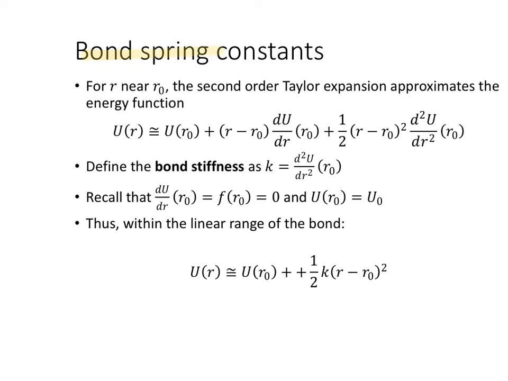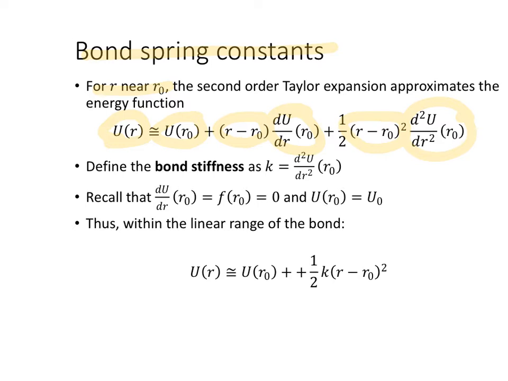Our next concept is bond spring constants. So when r is near r naught, when the length of the bond is close to the equilibrium length, the second order Taylor expansion approximates the energy function. That is, we can approximate any function as the value of that function at a nearby point plus the difference between those points times the slope at that point, plus 1/2 the difference squared times the second derivative, etc. So this is the Taylor expansion. You might remember this from calculus.